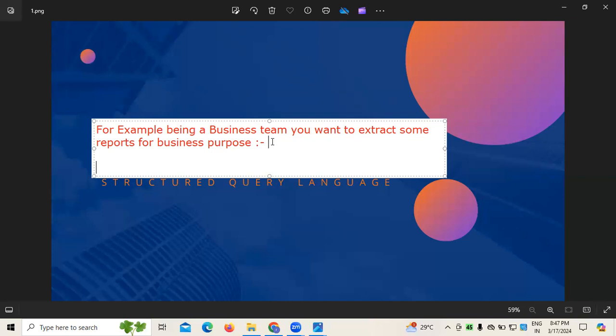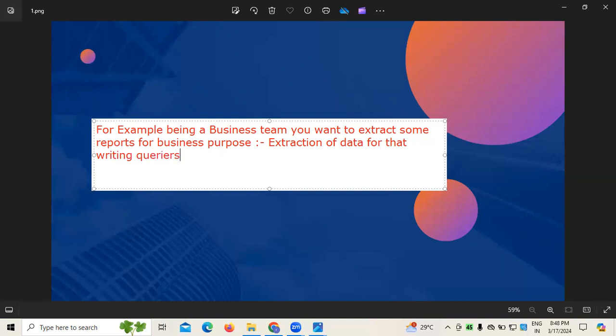So this is generally the filtering process. For what purpose, being a business team, do you want this? Because for some business decision, this is something you wanted. Am I right or not? So this is where extraction of data is what we have to do. For that, writing queries is important.